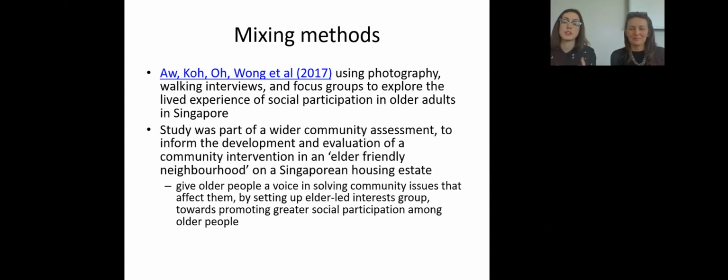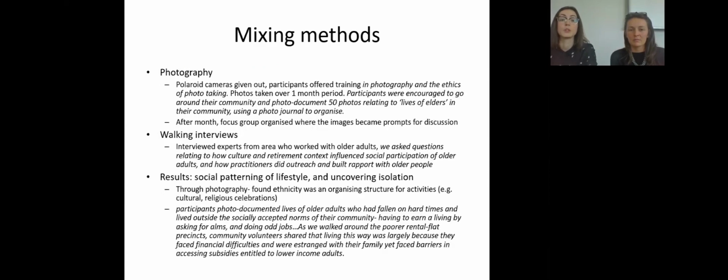So again, we see this issue of community engagement, this idea of empowering participants, this idea that the participants can lead the research, can lead what's going to happen at the end of it, and there's going to be a promotion of participation. This isn't just going to be participation for the sake of getting a publication. This is seeking to change the social world of these older people living in a community and housing estate. So how did they use these methods?